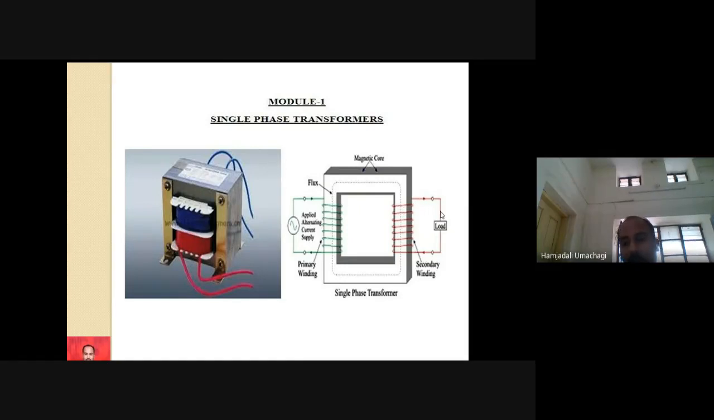That current which is linked with the secondary winding is called the secondary current. Now if on the secondary side you connect any load, that is resistive load, inductive load or capacitive load, then the secondary current will start to flow through this load. So this is your basic principle of operation.